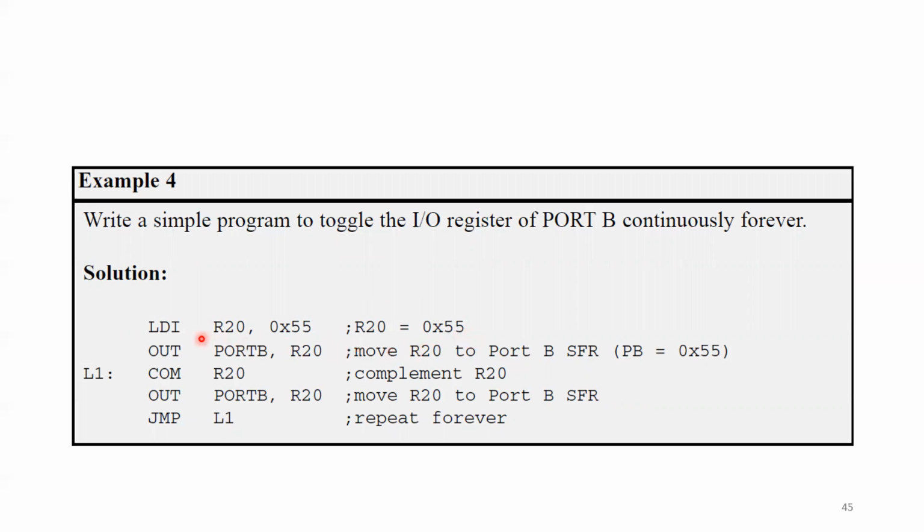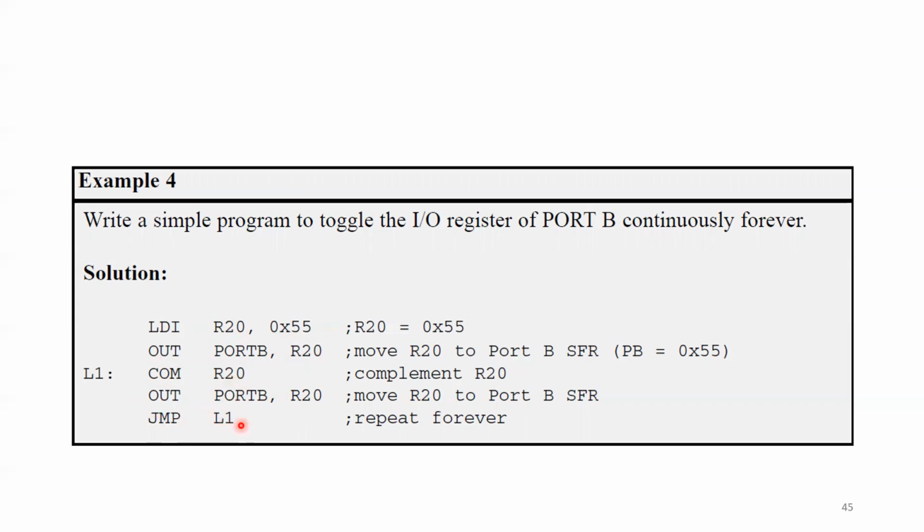So let's store in R20 the value of 55 hexadecimal, then output this to a certain port. So out port B, R20. So this is going to move 55 hexadecimal to port B. After that, complement the content of R20 and out this to port B. So the data on port B now would be AA instead of 55.